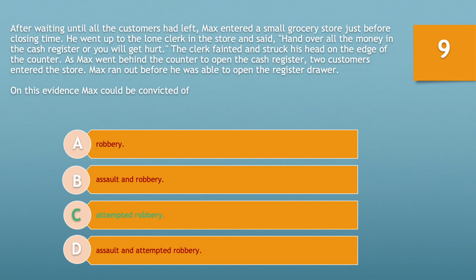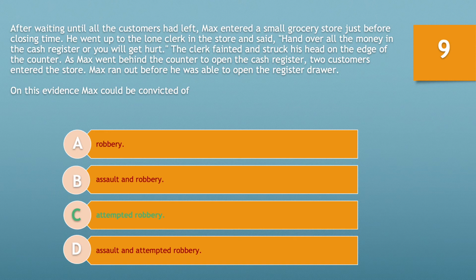If you chose option C, attempted robbery, you'd be correct. In order to prove attempt, the state must show that 1, defendant intended to commit the crime, and that 2, he took a substantial step towards completing the crime. Regardless of the underlying crime, attempt is always a specific intent crime. Abandonment is not a defense to attempt.